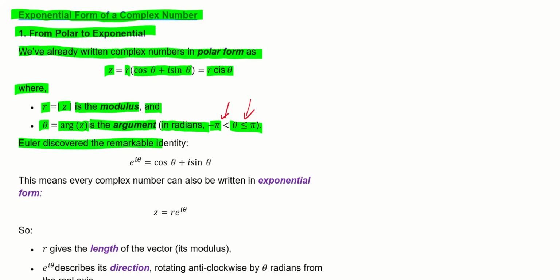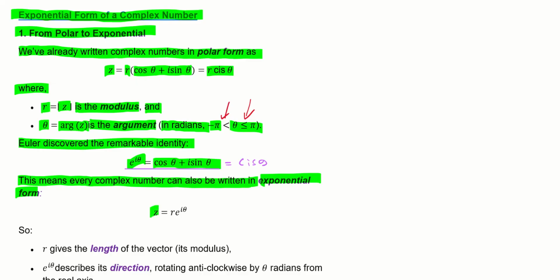Euler discovered the remarkable identity e to the i theta is equal to cos theta plus i sine theta, and therefore is equal to cis theta. This is not that difficult to show. One way of showing it is using Maclaurin series, which we'll do later in the course. This means that every complex number can also be written in exponential form: z equals r e to the i theta.